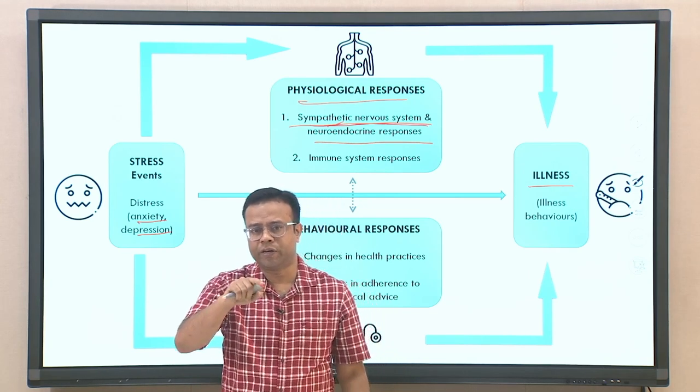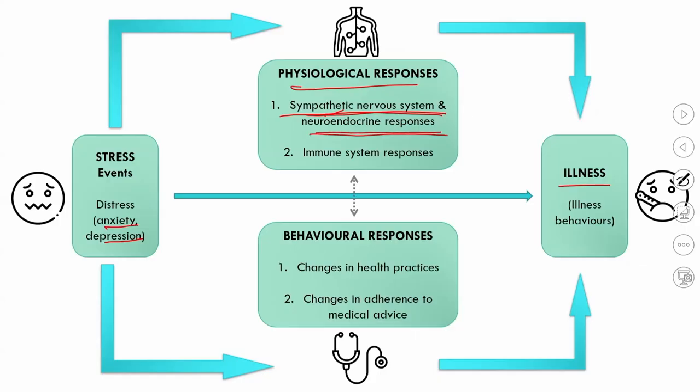On the other hand, stress could also activate various glands, particularly the adrenal gland, which is connected to stress. The adrenal gland has two parts, one is the cortex, one is the medulla, and the cortex part releases cortisol, a hormone, and the medulla part, that is the inner part of the adrenal gland, releases hormones like adrenaline and a few others. Noradrenaline is also another hormone.